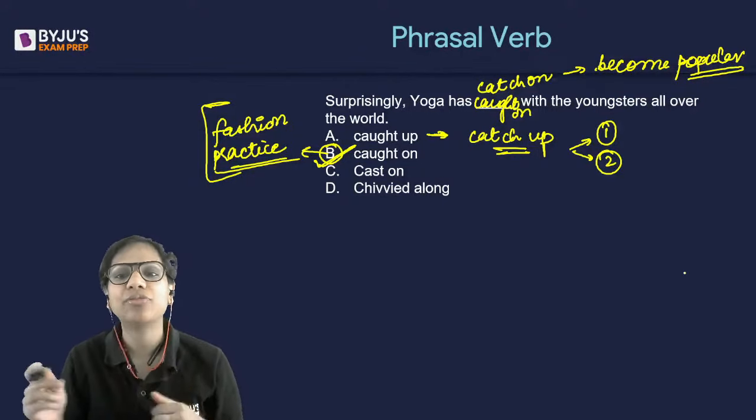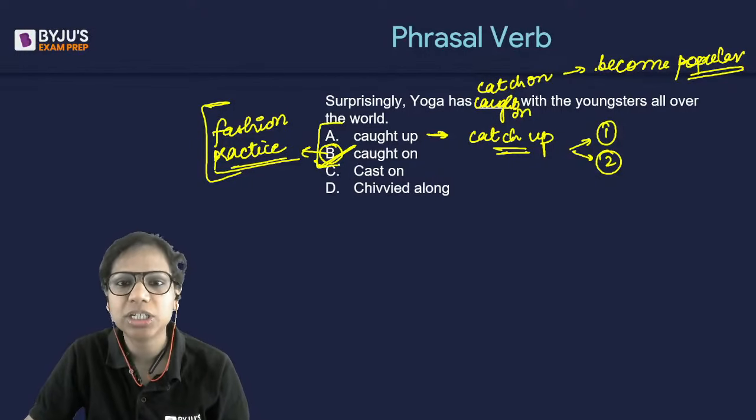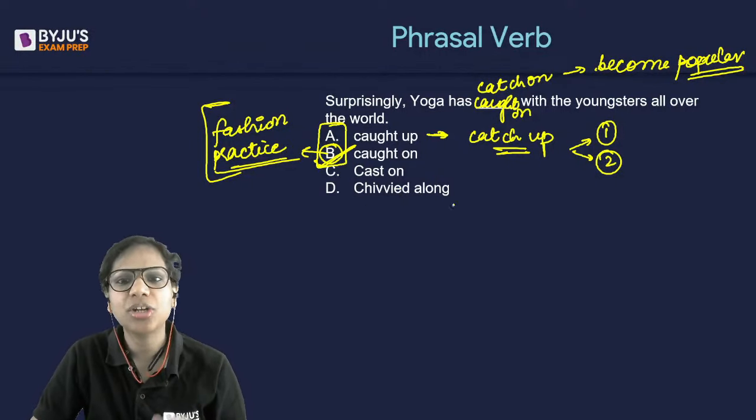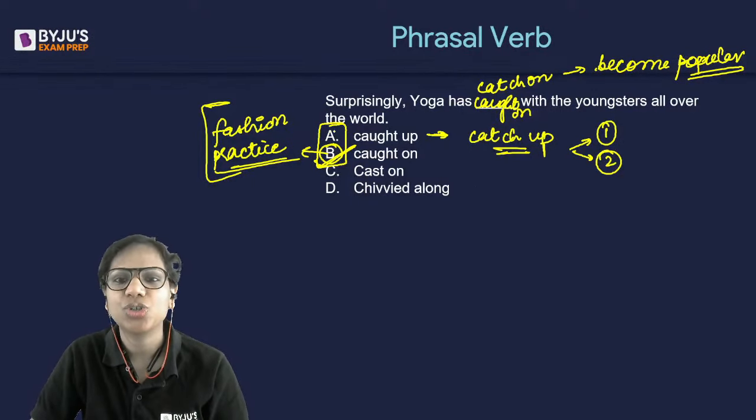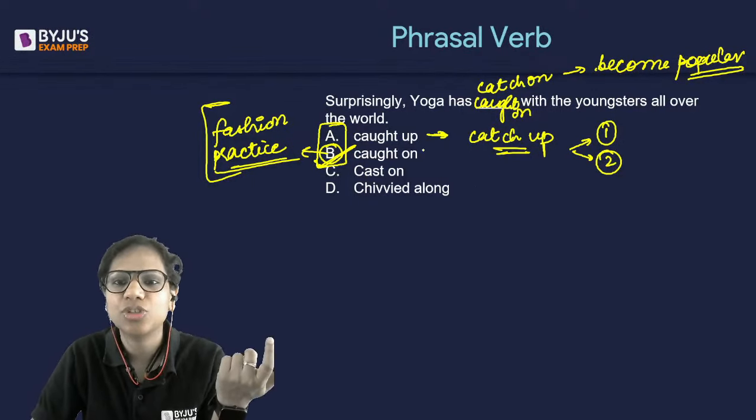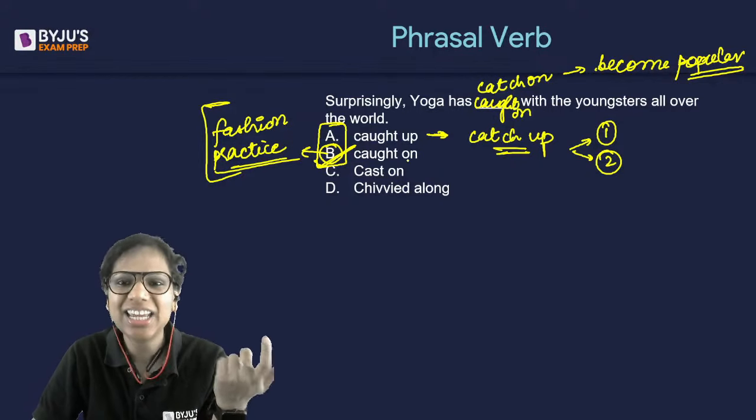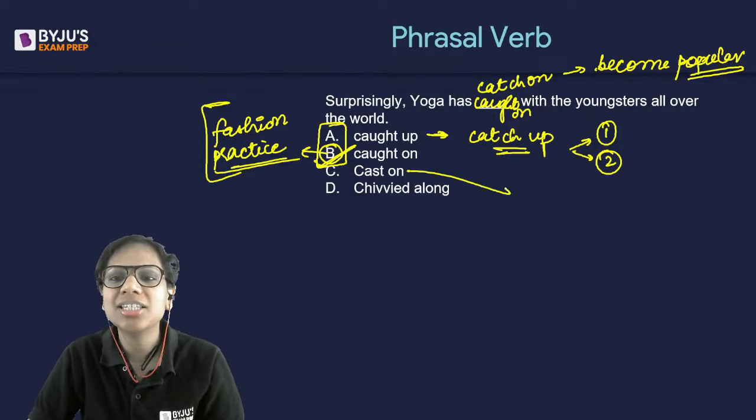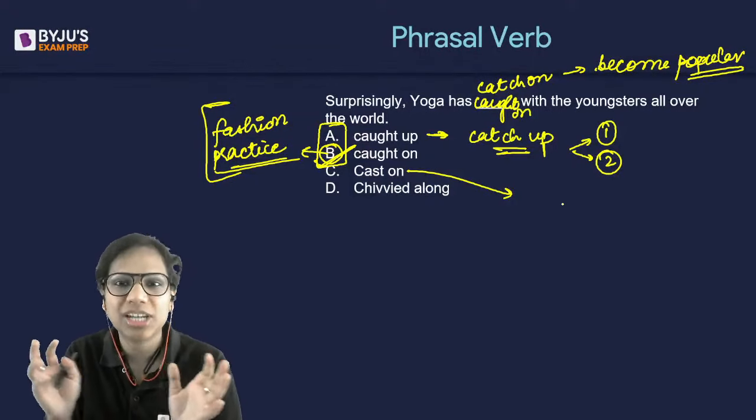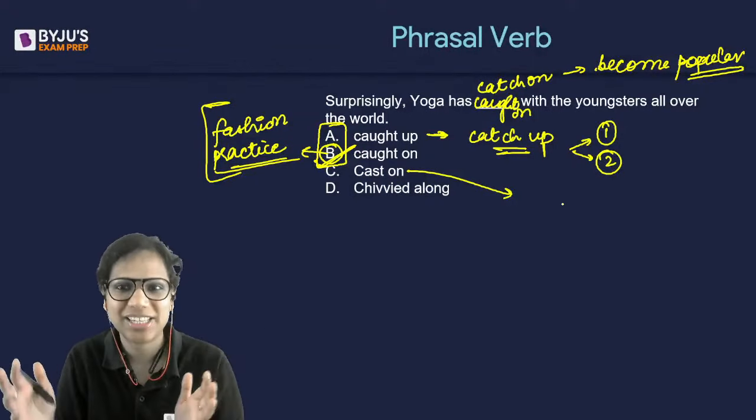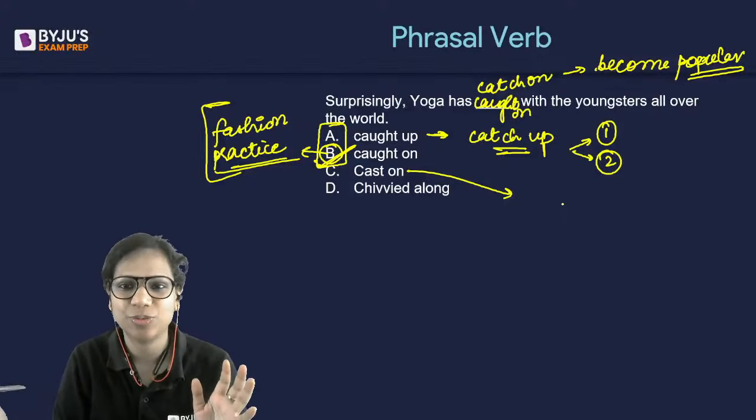So, whenever you have close options, see these two options were close here, weren't they? Cast on and shivvy along, they were different. So, please pay attention to them. Try to recall sentences in which you've heard these phrases, right? And that will help. Cast a spell on. When you cast a spell on someone, you totally mesmerize them. They are enchanted by your presence. That is to cast a spell on someone.